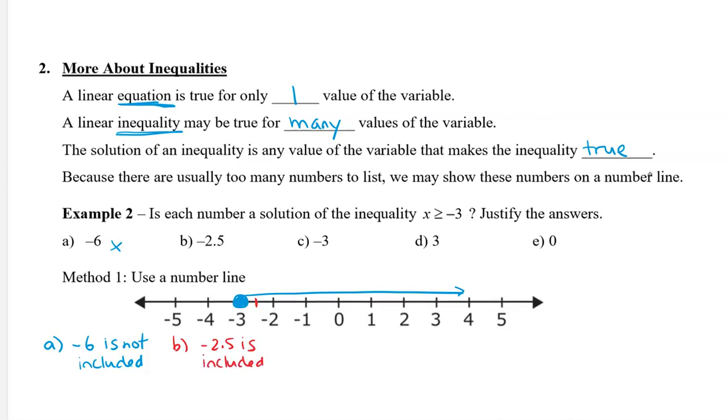And then we can go on to negative 3. Negative 3 is right here, and it is shaded already, so negative 3 is also included. 3 is right over here, and that also is included in our number line, so 3 is included. And then finally, E, for 0, 0 is right here, and that also is part of our shaded number line. So 0 is also included.